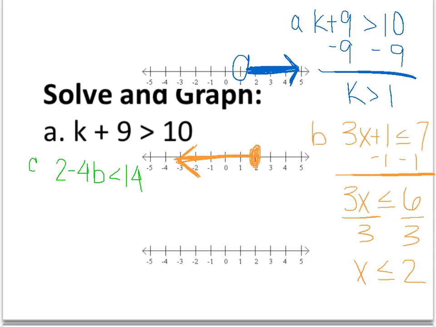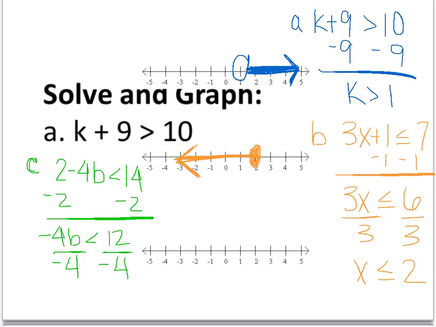First step in example C. Lenny. Good. Divide by negative 4. What do I have to do? Change it. Change what? The sign. Switch the sign. Absolutely. B is greater than negative 3.